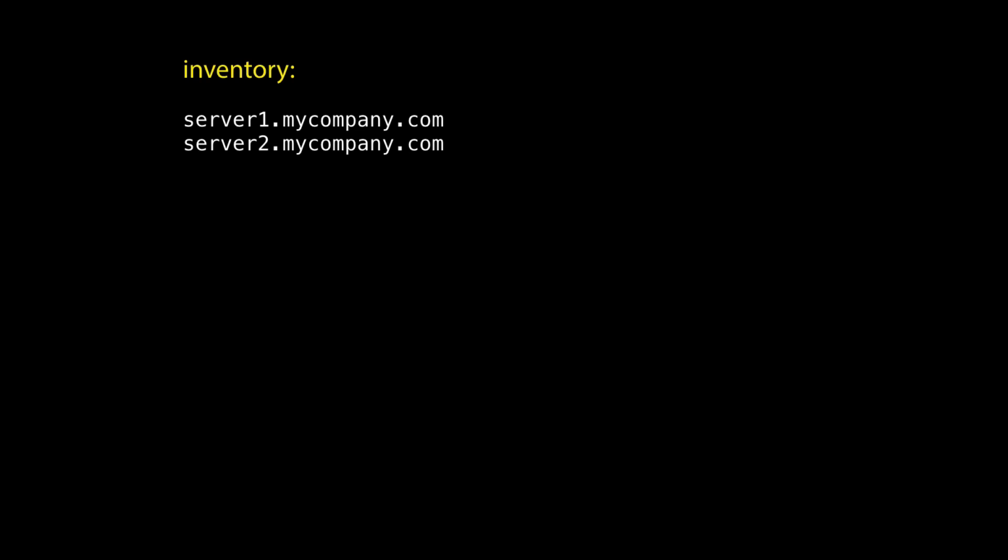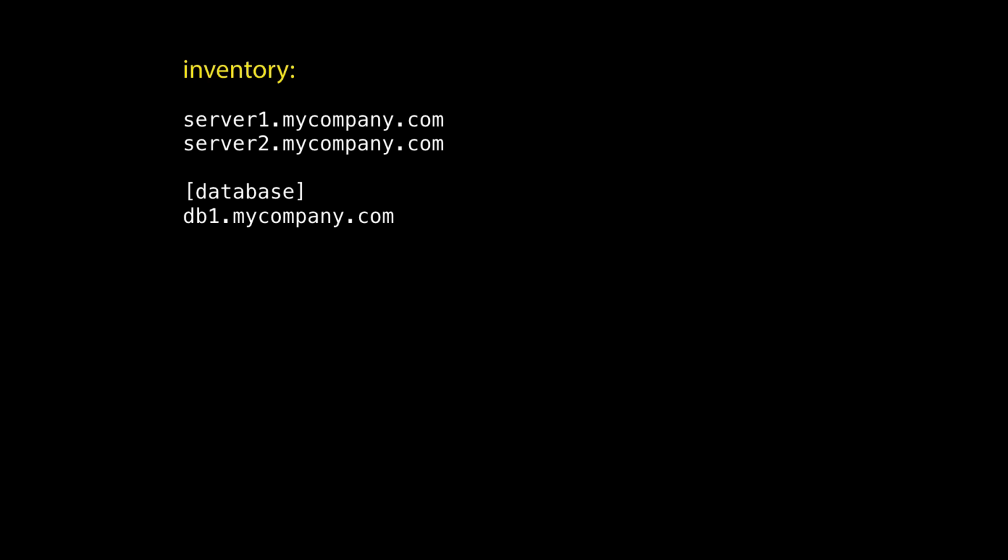The first thing you need is an inventory. Now, an inventory is a list of the machines you want to do things to, and it can be as simple as a text file. So here's my imaginatively named text file called inventory, and it just contains the names of my servers.